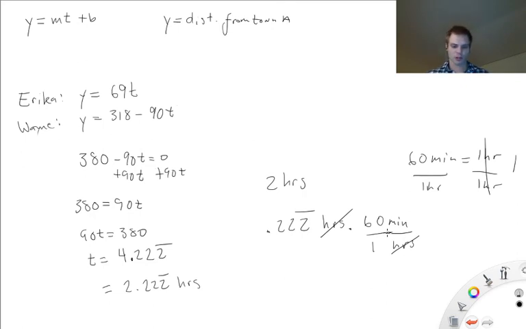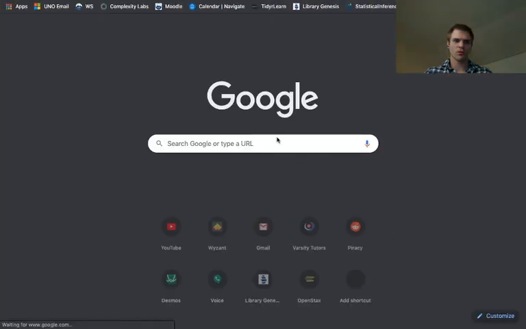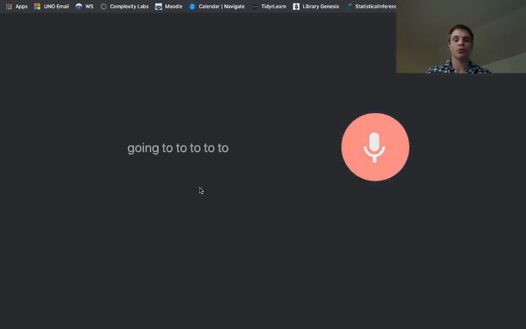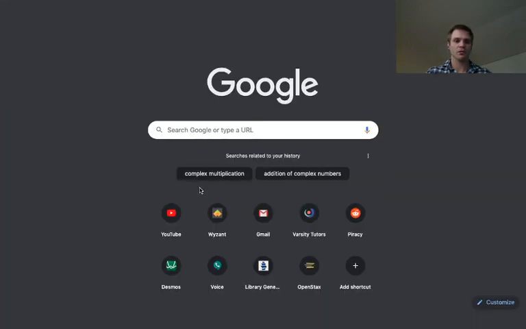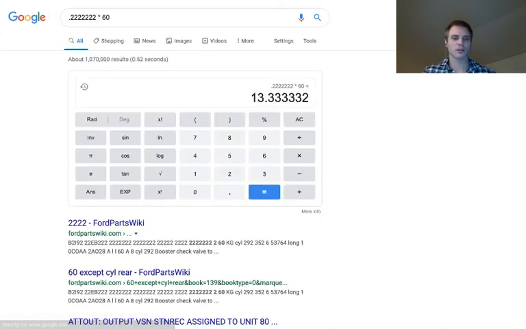Oh, my thing's dying. What is this? 0.22222 times 60. Let's see. Okay. Sorry, it's kind of ridiculous. My keyboard doesn't seem to work when I'm in full screen.